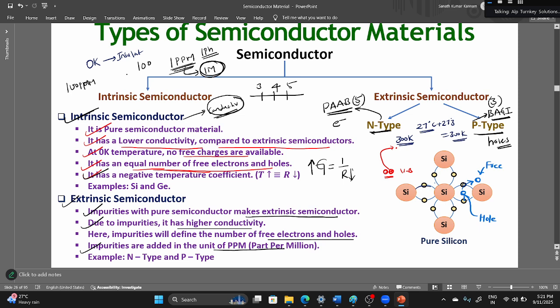Impurities are added in terms of parts per million. So for example, you have n-type and p-type material. This is about intrinsic and extrinsic semiconductor. Is it fine? Shall I move forward? Yes.